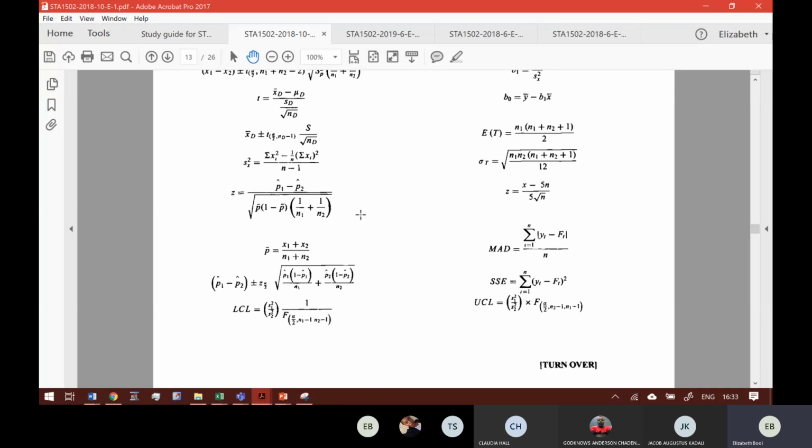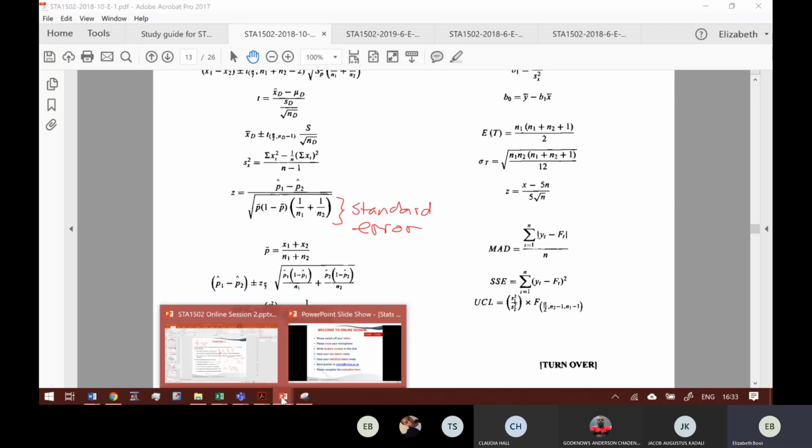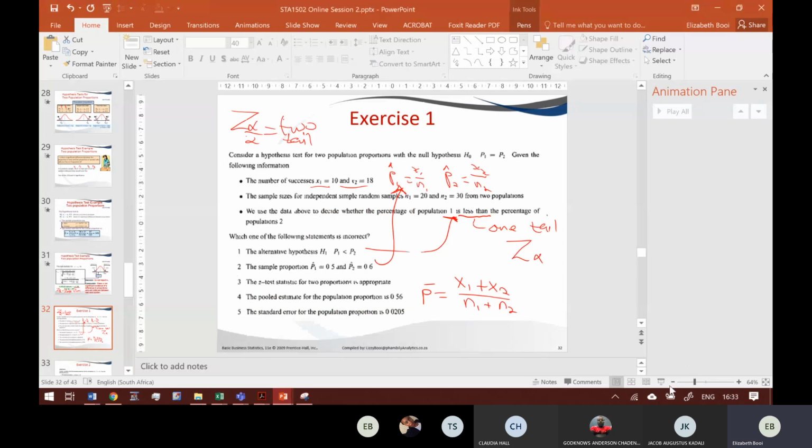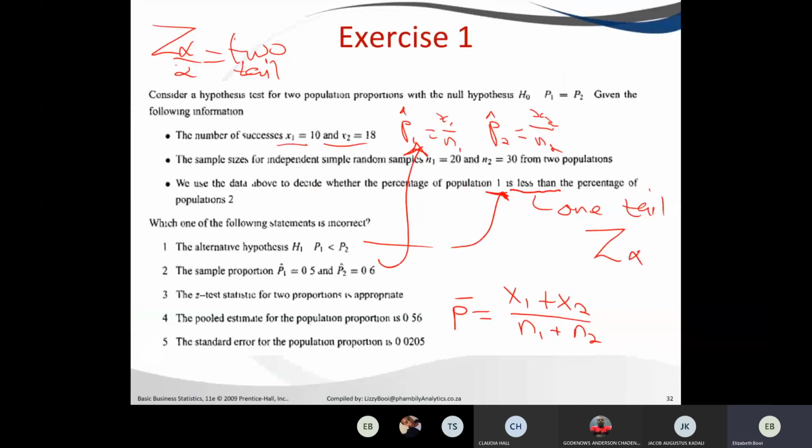The other thing that I need to mention is the standard error. If, for example, they're asking you, what is the standard error? And we know that we're working with the population proportion. You must know that the standard error is just that part below in the square root: the square root of the pooled estimate times 1 minus the pooled estimate, times 1 over n1 plus 1 over n2. And that is your standard error. You take that formula and use it to answer that question. That's how you do your hypothesis testing in the exam with those kinds of questions.